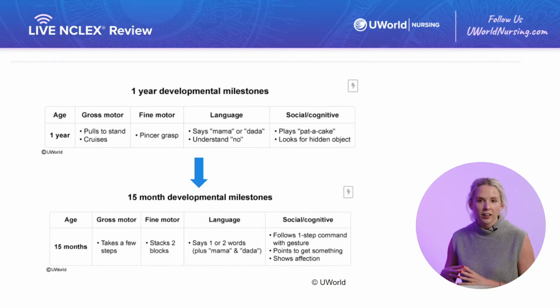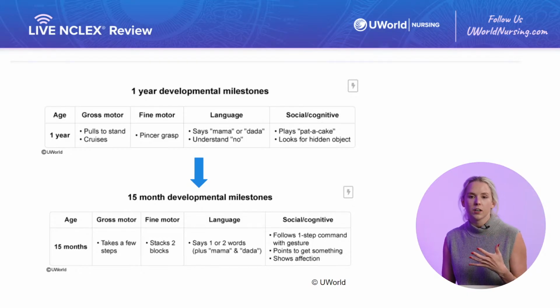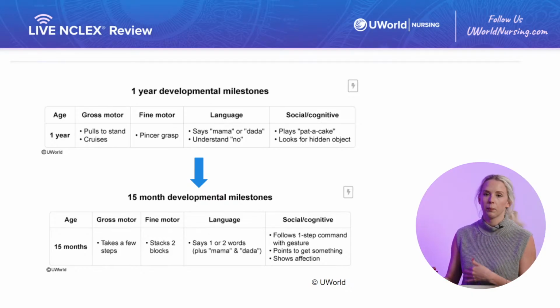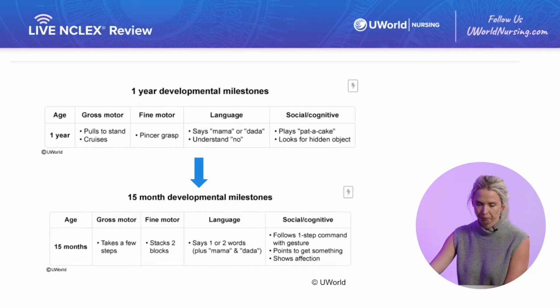Regarding social and cognitive skills, at 1 year or 12 months, we start to see the nonverbal gestures develop. Things as simple as waving goodbye. At 15 months, these children are now able to follow one-step commands with a gesture. So if you say something like, go get your socks, and then point to the sock, they'll be able to understand and follow that command. Now, they're not going to listen to you every time, but they're getting a little bit better. And at 15 months, we see these young kids start to show a little bit of affection. So they'll start to hug and maybe kiss a caregiver or a parent or another family member.